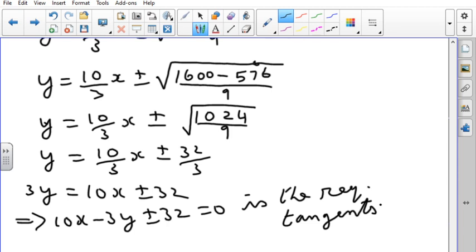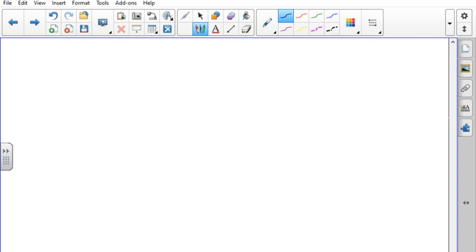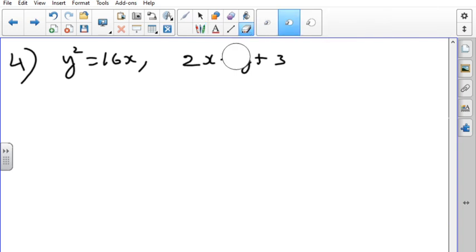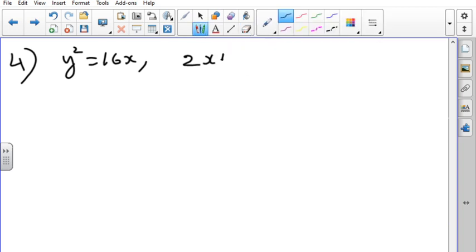Okay. Now, coming to the third question. Question number 3. Find the equation of the tangent to the parabola y square is equal to 16x, and it is perpendicular to 2x plus 3y plus 3 is equal to 0. Sorry, 2y. 2x plus 2y plus 3 is equal to 0.